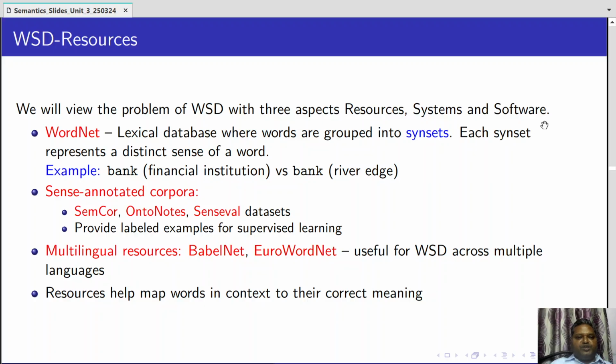So let us dive into the topic of resources for word sense disambiguation. The first resource that we are going to see is known as WordNet. Remember, this word will be coming again and again in our discussion. WordNet is a lexical database where different words are grouped into synsets. Each synset represents a distinct sense of a word. Then we have sense annotated corpora, where we have annotation of the sense. The examples are SemCor, OntoNotes, and SenseEval datasets. Then we have multilingual resources. The examples are BabelNet and EuroWordNet. So these are the different resources.